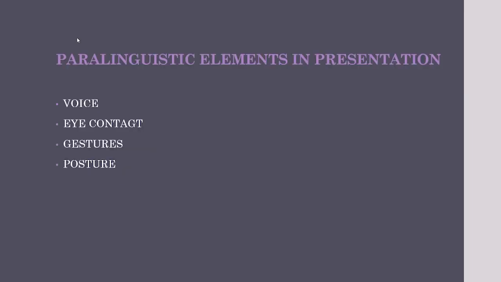Okay, now we can study the paralinguistic elements in presentation. First one is voice, second one eye contact, third is gestures, and fourth one is posture. Voice of the speaker should be loud enough to be audible even to the people sitting in the last row. There should be enough variation of pace and pitch as you speak. Stress the keywords properly. Give a pause before and after important points.